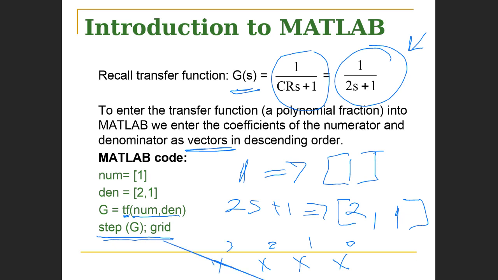Now, in this particular situation we have 2s plus 1. It's a polynomial. The highest term in the polynomial is what order? s to the 1. So we start with the coefficient of the highest term and go in descending order. I said enter the coefficients of the numerator and denominator in descending order. The coefficient of the polynomial is what is multiplied, so the 2 is one coefficient here as well. s to the 1, and s to the naught is actually 1. Is that okay? Yes, sir.